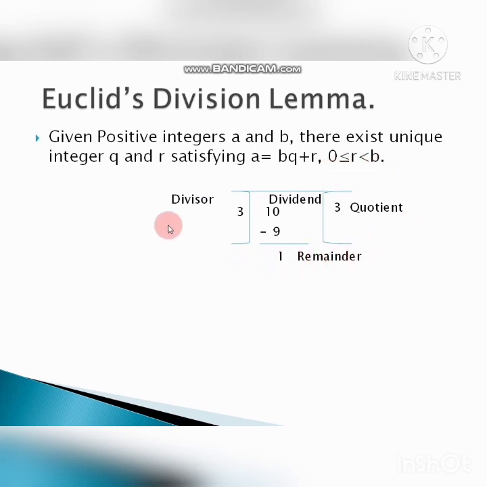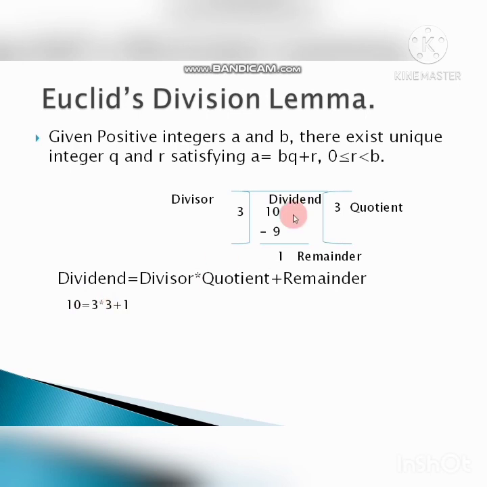And you people know the relationship between the dividend, divisor, quotient and remainder. What is that relationship? Dividend is equal to divisor into quotient plus remainder. Now let us see: what is the dividend? 10 is equal to divisor. What is the divisor? 3 into quotient. The quotient is also 3 plus remainder, so it is plus 1. 10 is equal to 3 into 3 plus 1. Dividend is equal to divisor into quotient plus remainder.